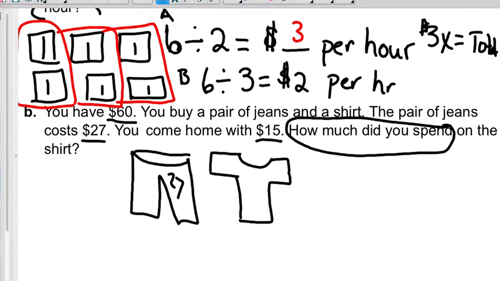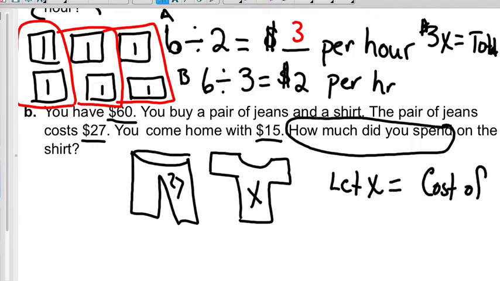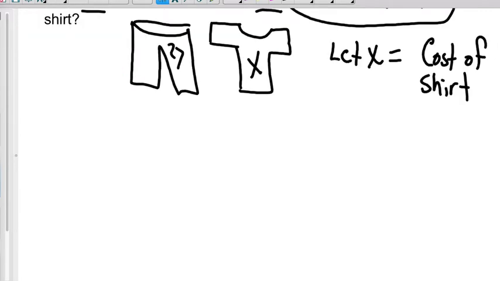So what could I do to help me just to have an expression here? What could I put there in place of writing out, I don't know? What would I put on that to help me remember it? Nope. We're going to eventually write an algebraic expression. X. This is my X. So I could say, let X equal the cost of the shirt. That's really what I want to know, right? Let X equal the cost of the shirt.